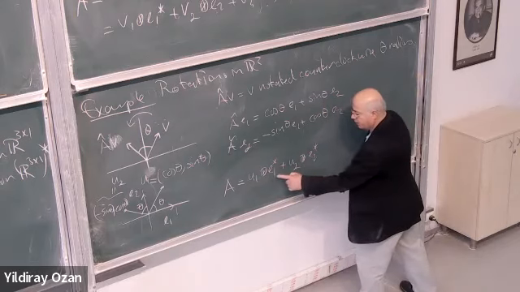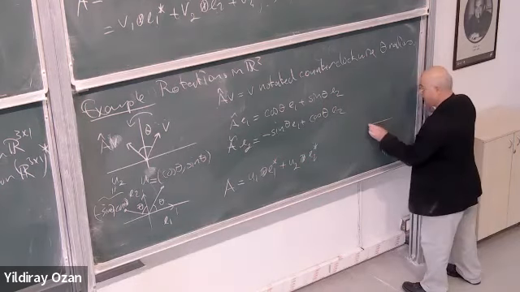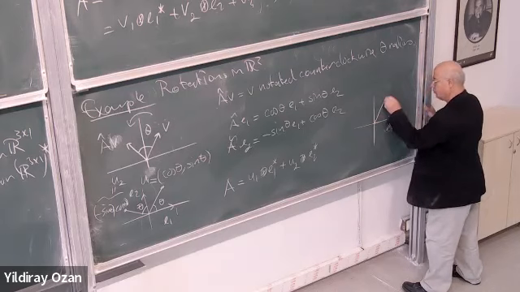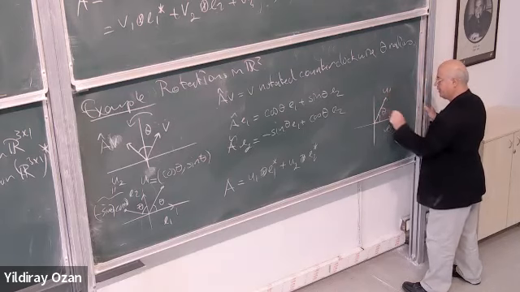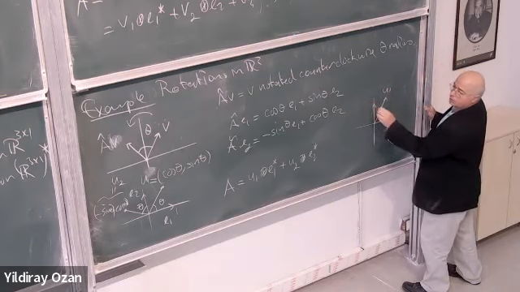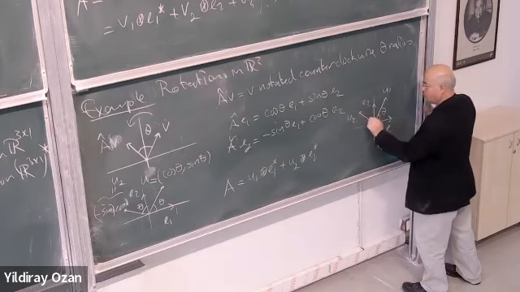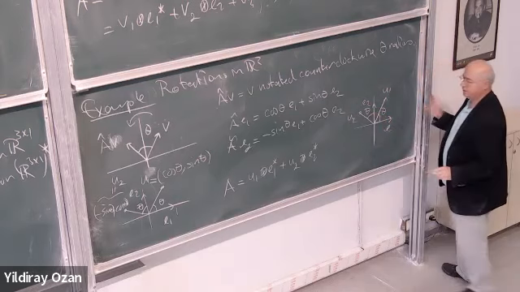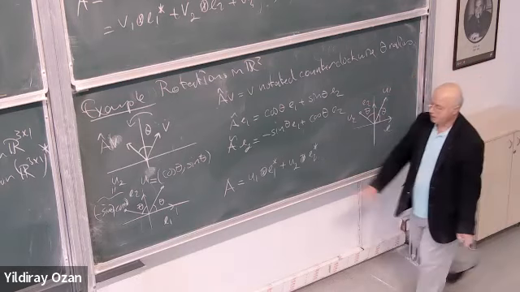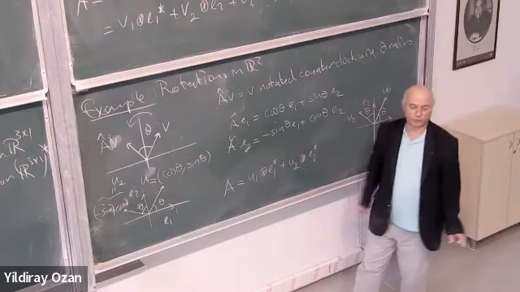So that means, if you know the following, if E1 is mapped to U1 and E2 is mapped to U2, then the rotation by theta is just this tensor. E1 is mapped to U1, E2 is mapped to U2. Okay.